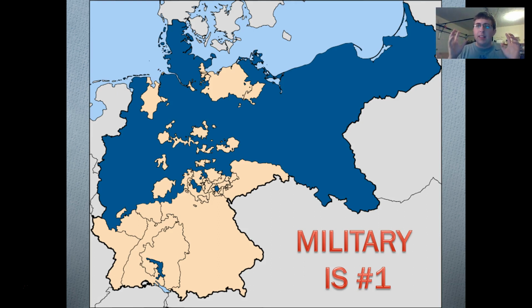In Prussia, the military is number 1. They were known as the Sparta of the North, after the Spartans from ancient Greece. This is a place that is extremely focused on military affairs. They have the 12th largest population as a state by the mid-18th century, but the 4th largest standing army.